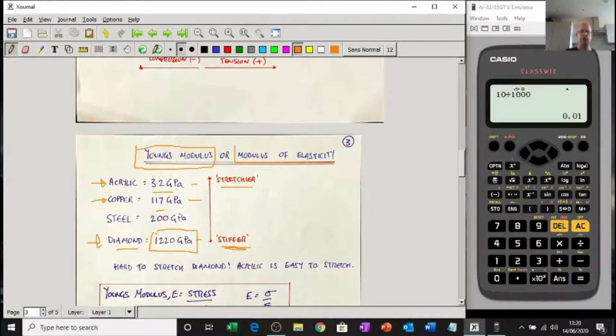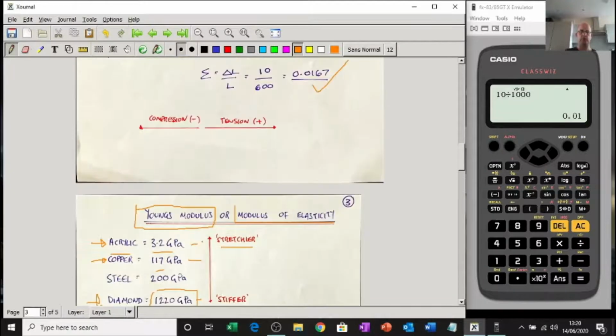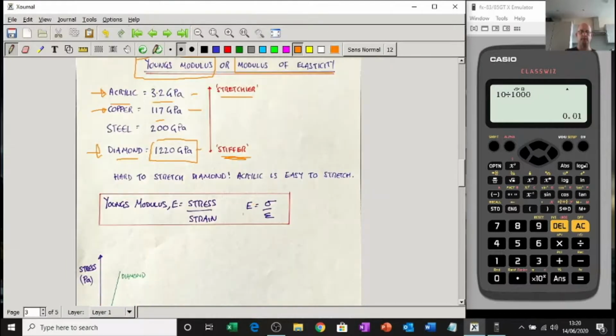It's how much stress you need to change the length of a material. You need a lot of stress to change the length of diamond. That's why it's got a high Young's modulus. You don't need a lot of stress to change the length of plastic or acrylic. So Young's modulus E is stress over strain. That's all it is, stress over strain. So it's this stress we've worked out over the strain. That's a symbol, capital E, symbol for stress, symbol for strain.